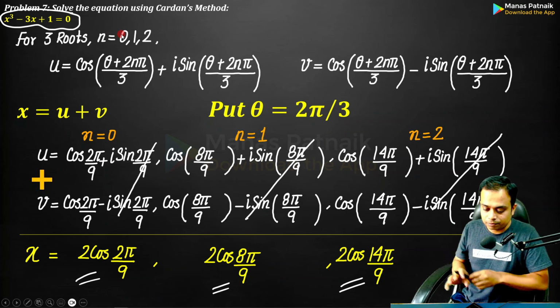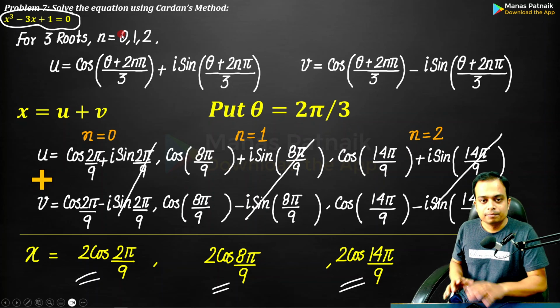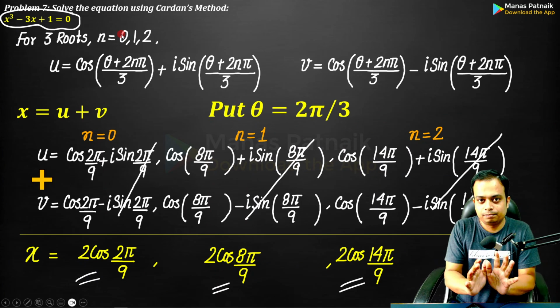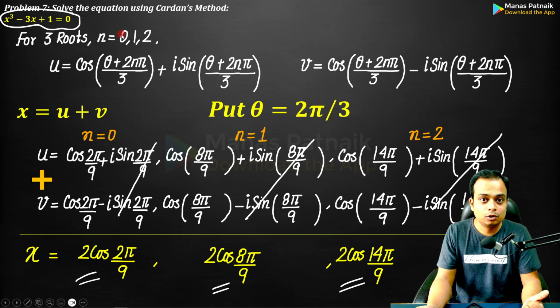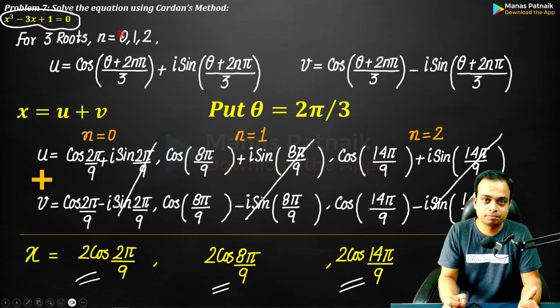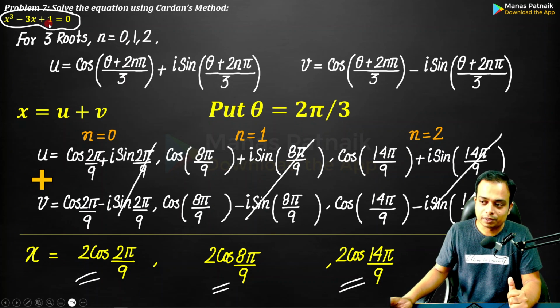I hope and strongly believe that this problem has given you an insight into the case where the value of t turns out to be complex in nature, and then you need to apply de Moivre's theorem to get the final roots of your given equation.